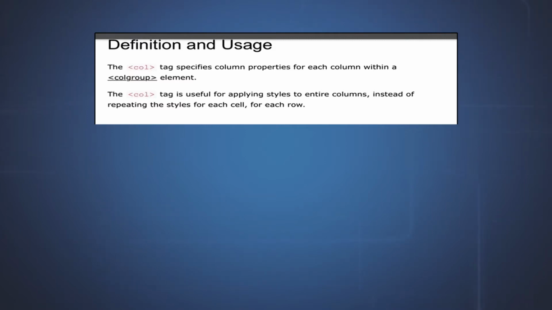The COL tag is useful for applying styles to entire columns instead of repeating the styles for each cell for each row. And I want to tell you that not every tag will support every browser. Of course, I have to say that you have to take it the other way around. Not every browser will support every tag. For example, the marquee tag is supported by Internet Explorer. Netscape Navigator doesn't support it.